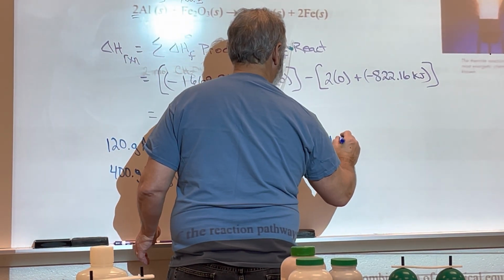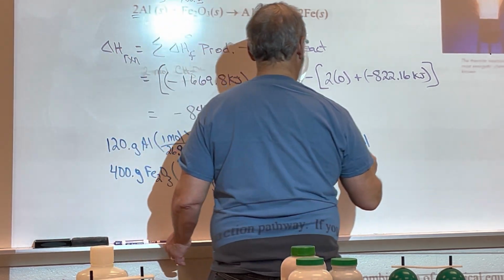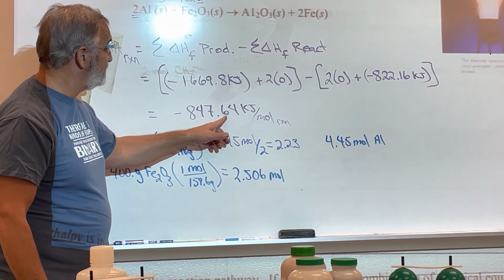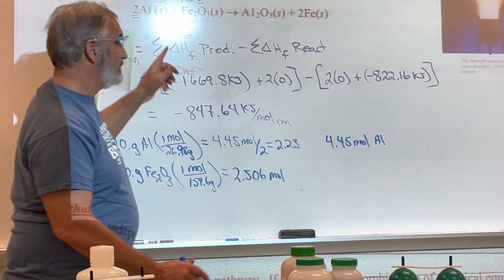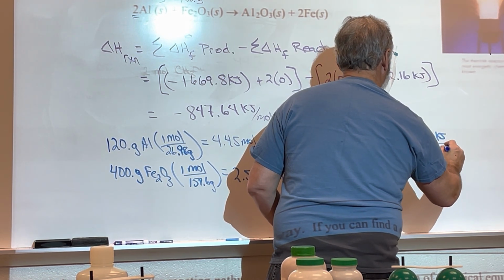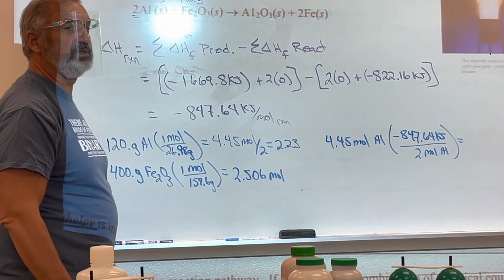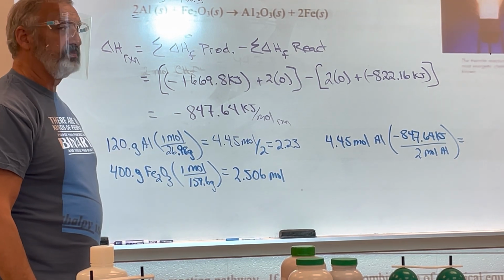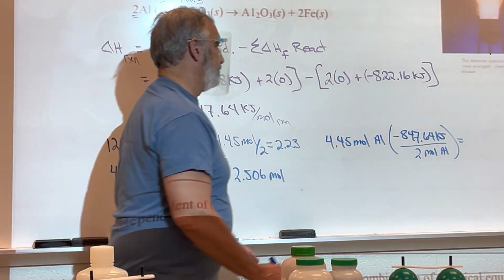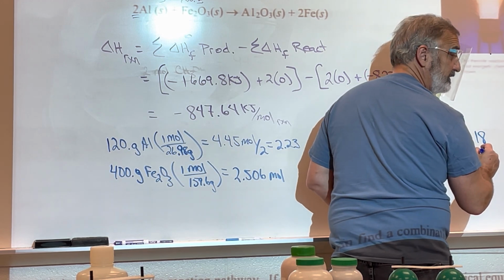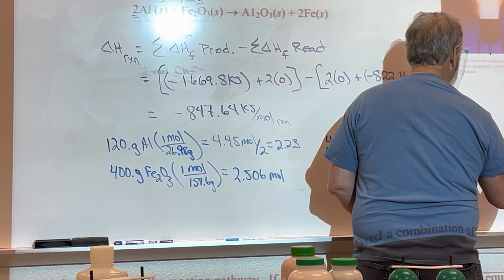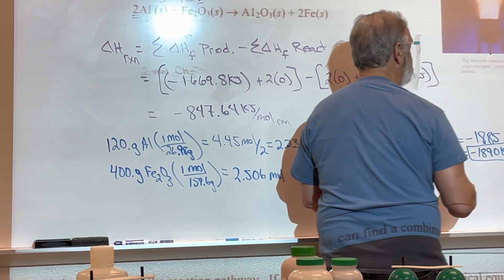So I'm going to start with 4.45 moles of aluminum. And I know that this is the heat of the reaction, negative 847.64 kilojoules per 2 moles of aluminum. So what does that come out to? Negative 1,885.85. Okay, so really we have 3 sig figs, so we can say negative 1890 kilojoules. So that's how much energy was released.